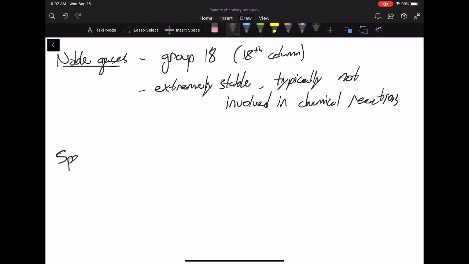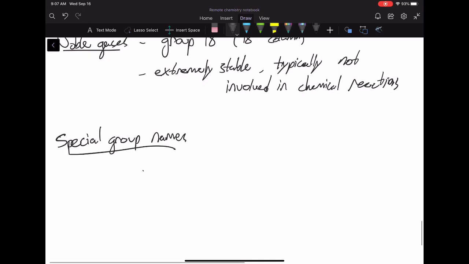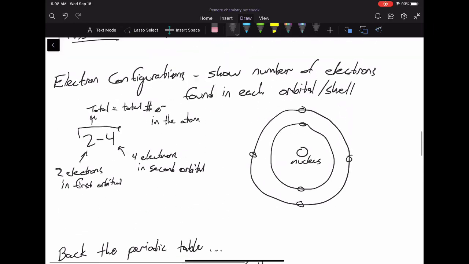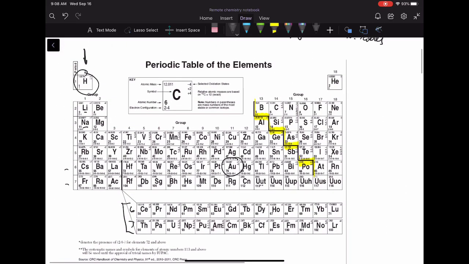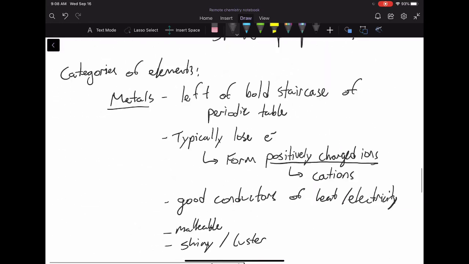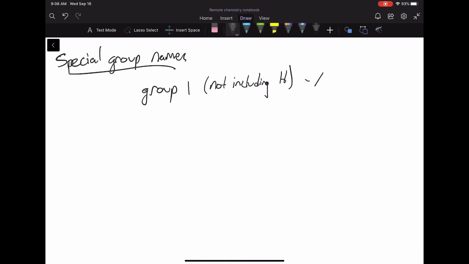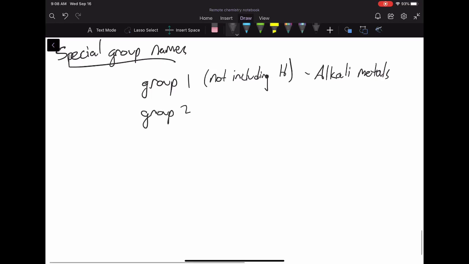The last thing I want to cover is just special group names. So these are just names of individual groups. Group 1, or the first group, and this is not including hydrogen. I'm just going to go back up to our periodic table. You'll see within this first group here, hydrogen's kind of separated. That's because it's not really included in group 1. So the first group is known as the alkali metals. Group 2 is known as the alkaline earth metals.